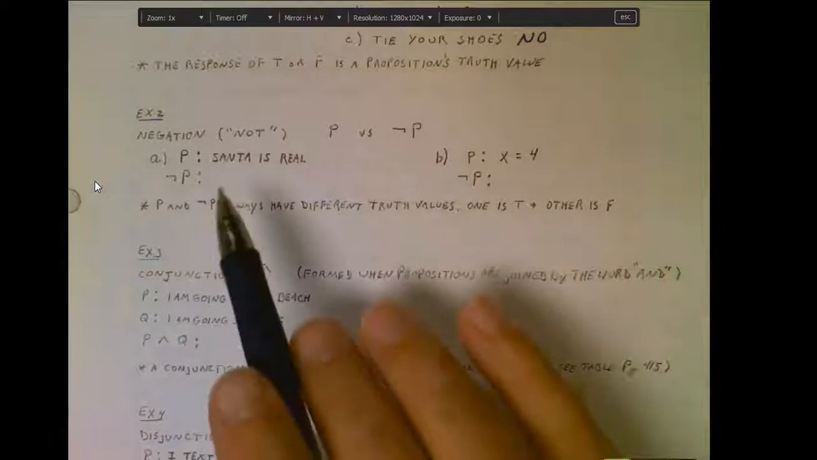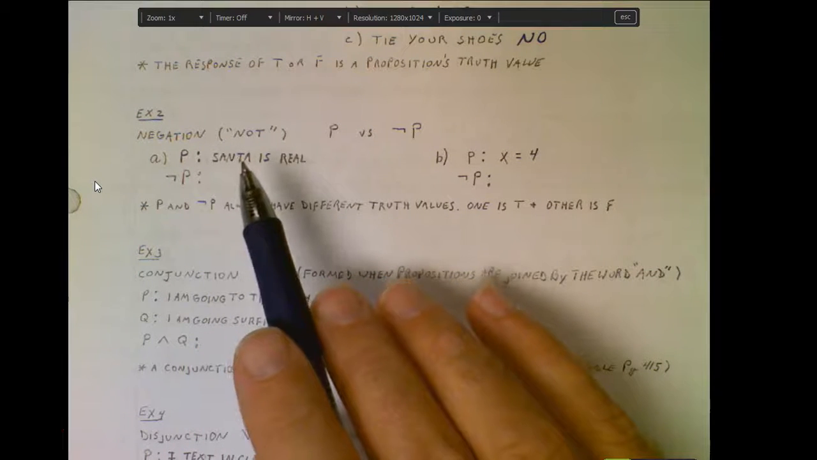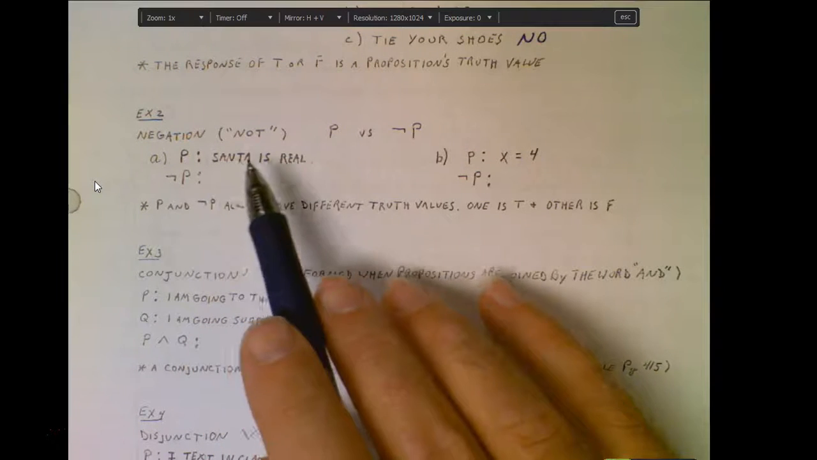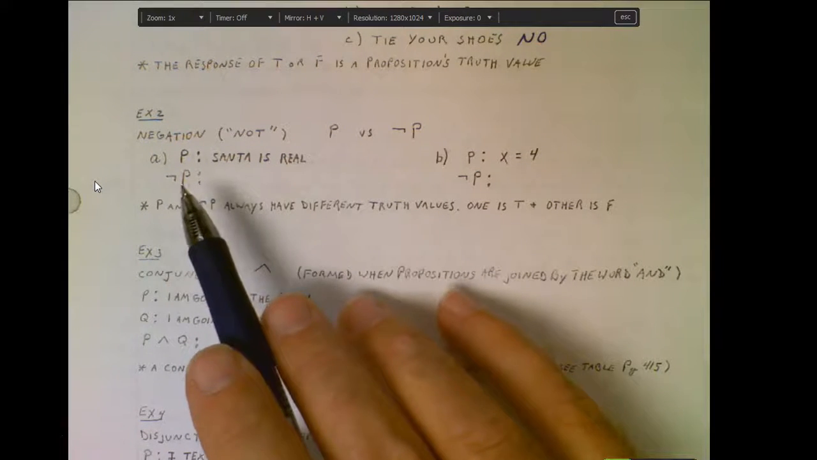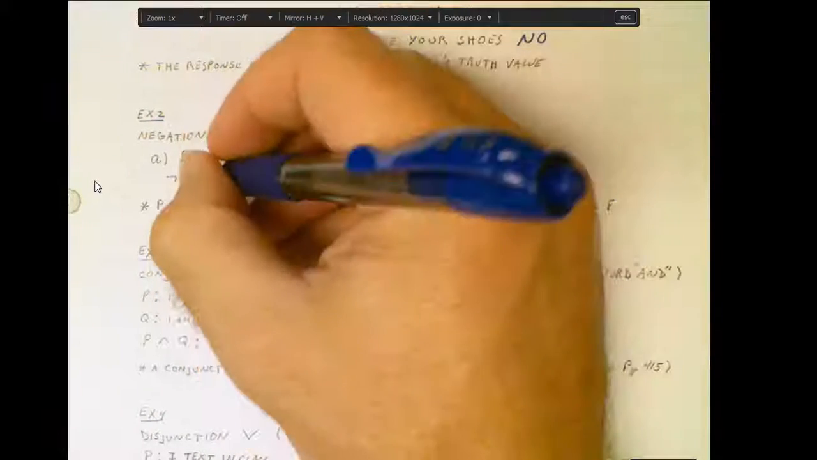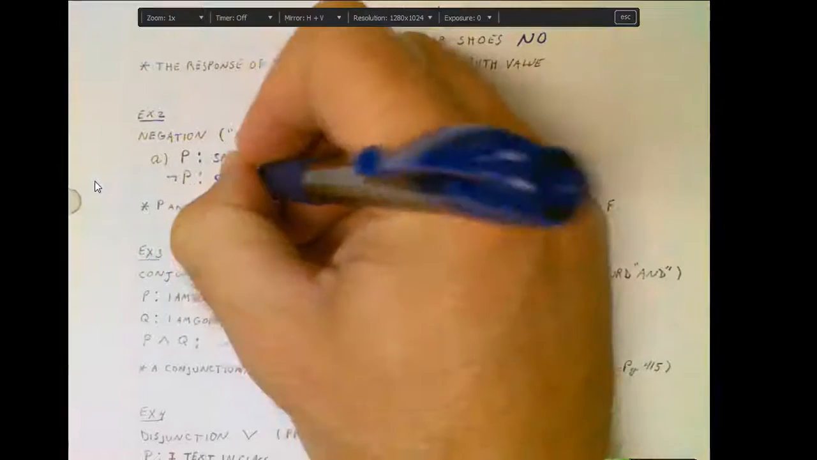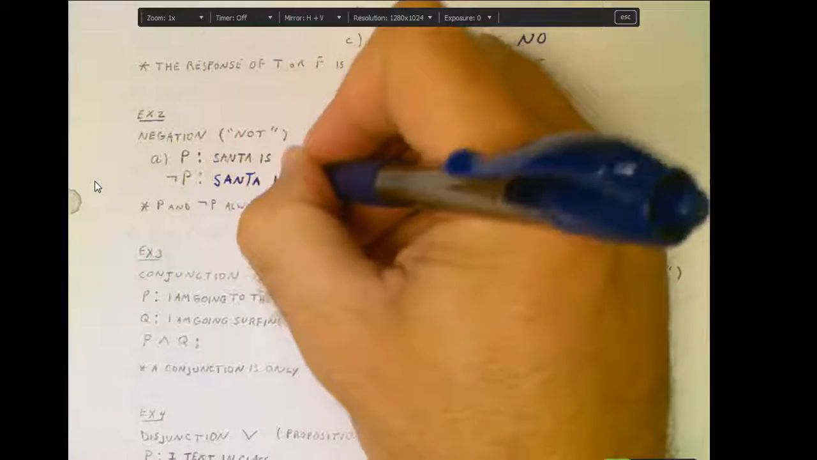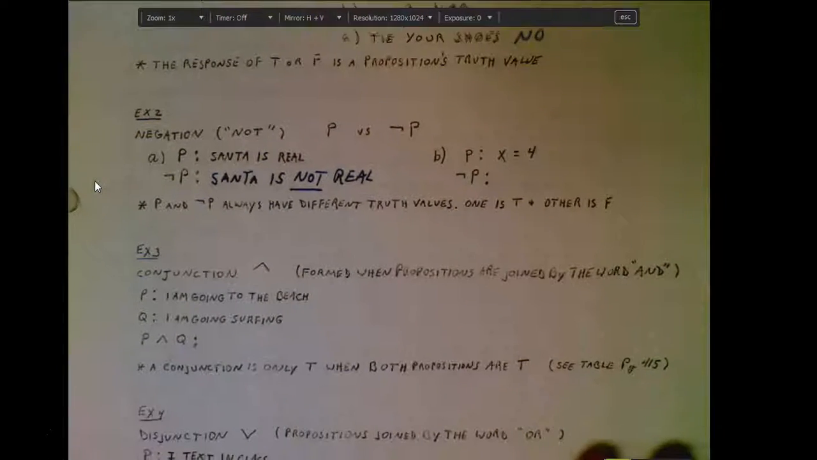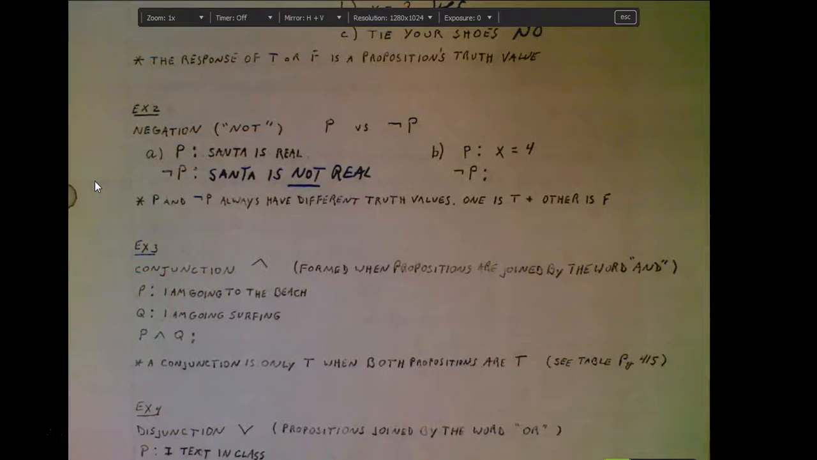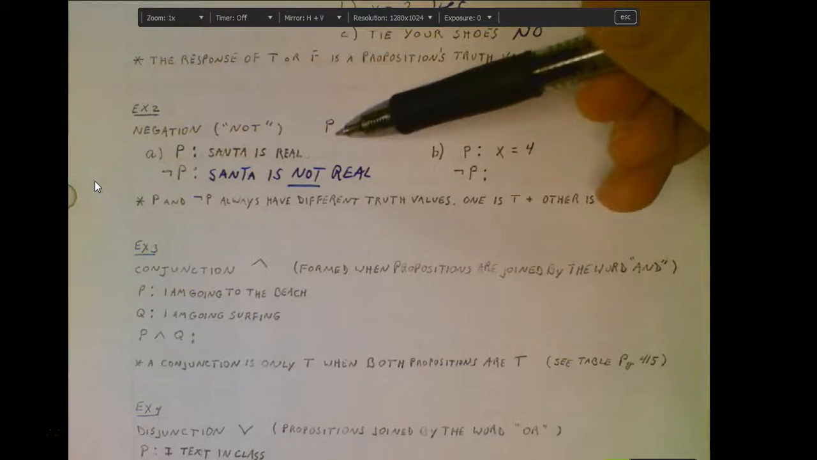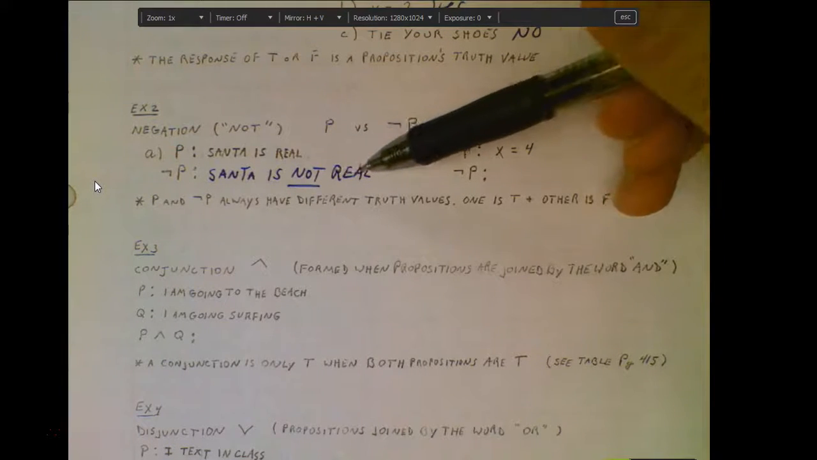So right here, you have statement P is Santa is real. So if statement P says Santa is real, then the negation of statement P would simply be to throw in the word not, and we would get Santa is not real. I am not saying whether or not that is true. We're just showing that these are the two different variations of that statement. We could either say Santa is real, or we could say Santa is not real.